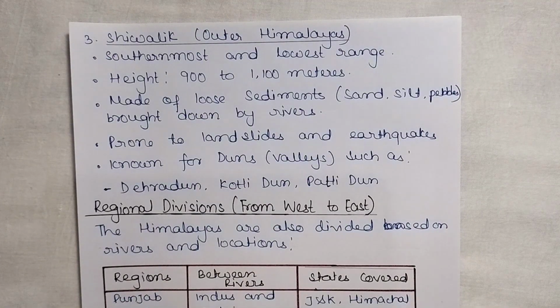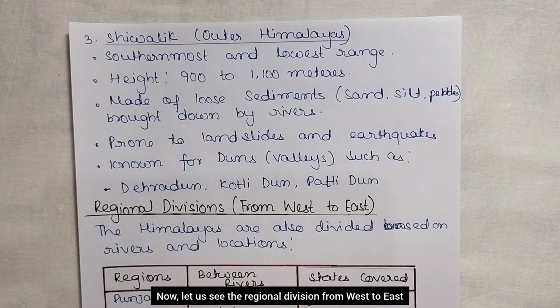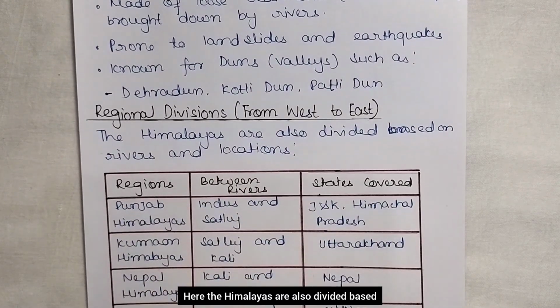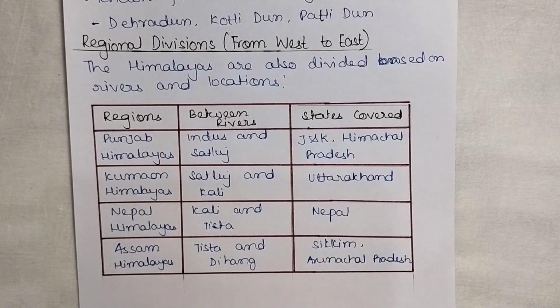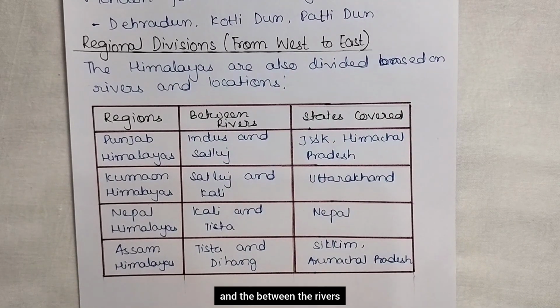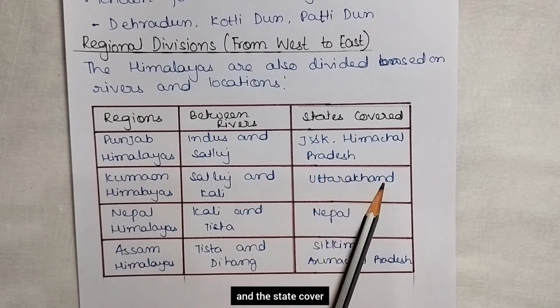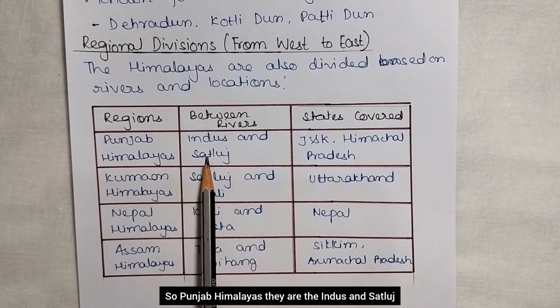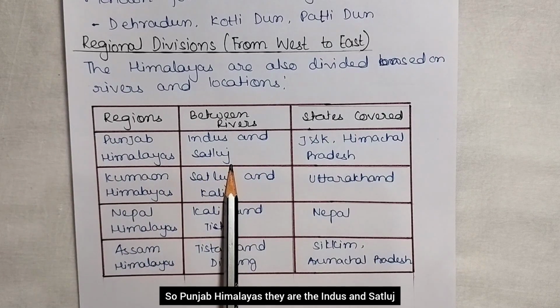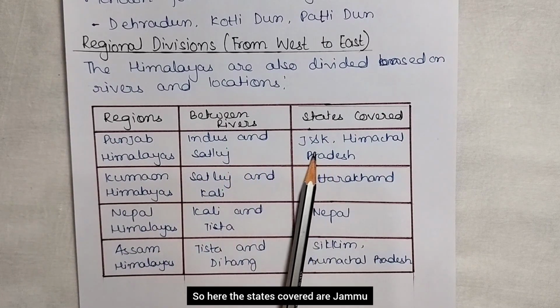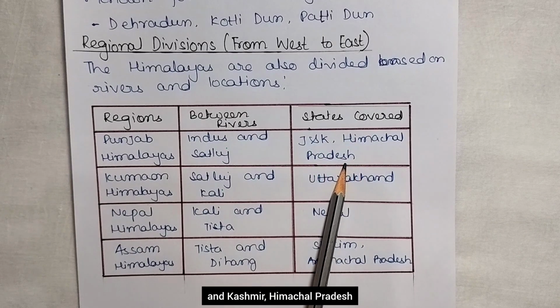Okay. Now let us see the regional division from west to east. Here the Himalayas are also divided based on the rivers and location. Okay, so the first one is the region between the rivers and the states covered. So Punjab Himalayas, they are between the Indus and Satluj. So here the states covered are Jammu and Kashmir, Himachal Pradesh.